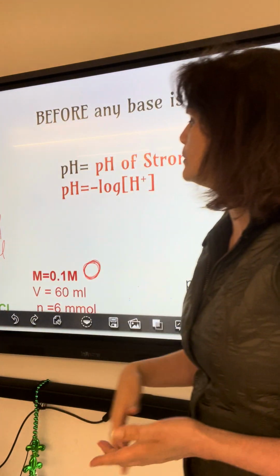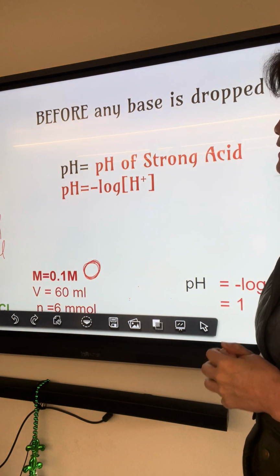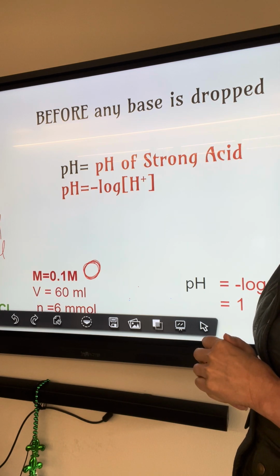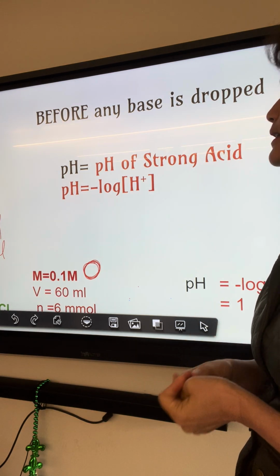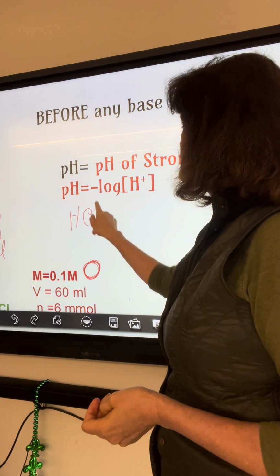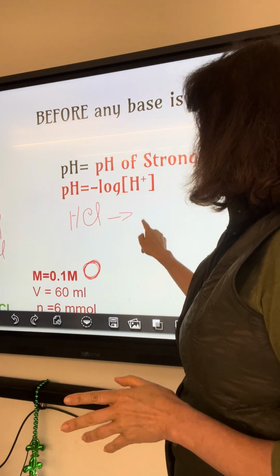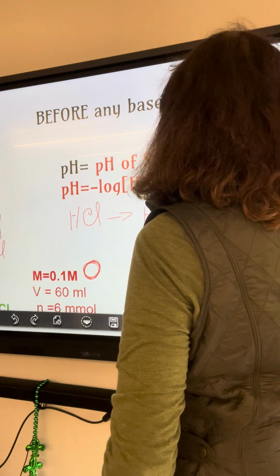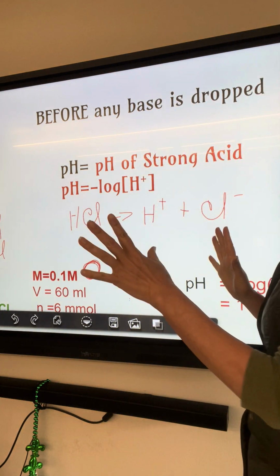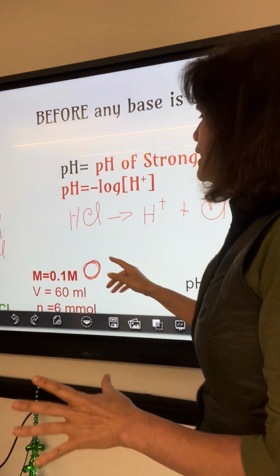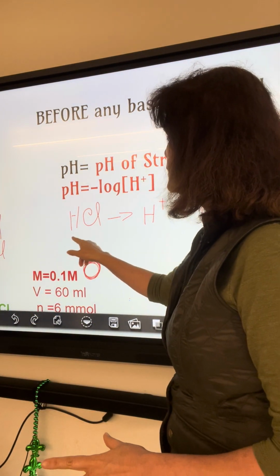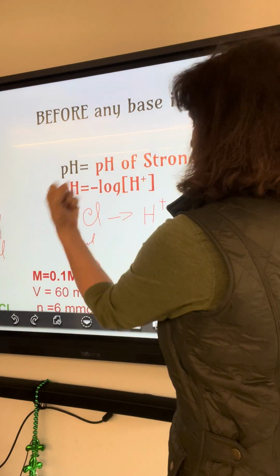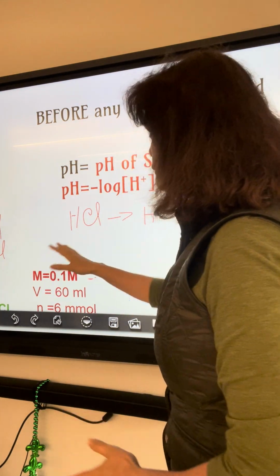If you have 60 millimoles and 60 milliliters, how do you calculate the pH of a strong acid? If we have HCl, and it's a certain molarity, it's gonna dissociate 100% into H plus and Cl minus, right? 100% is gonna dissociate. So if I have 6 millimoles of this, I'm gonna have 6 millimoles of that and 6 when they break, right? And the molarity of that will be the same.